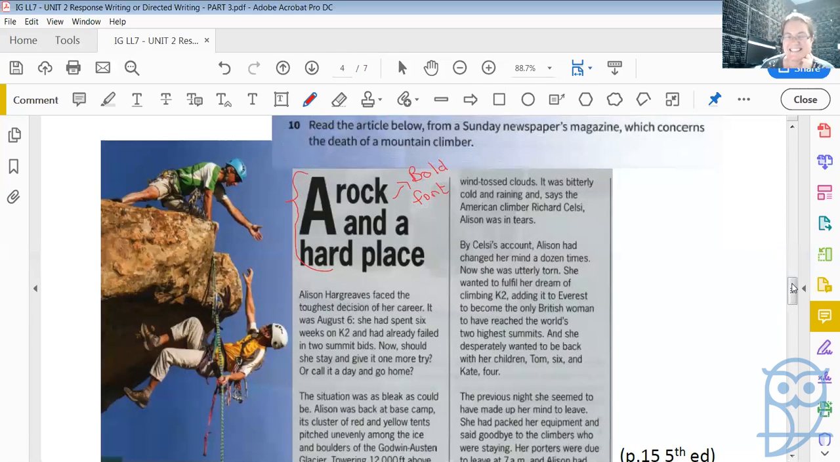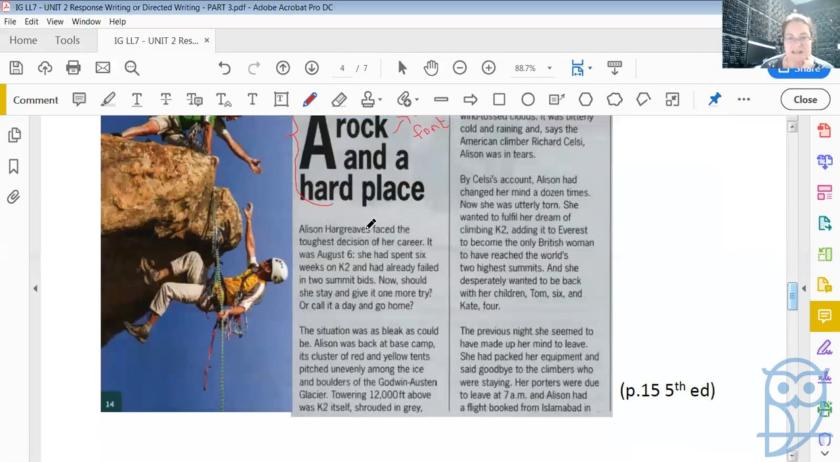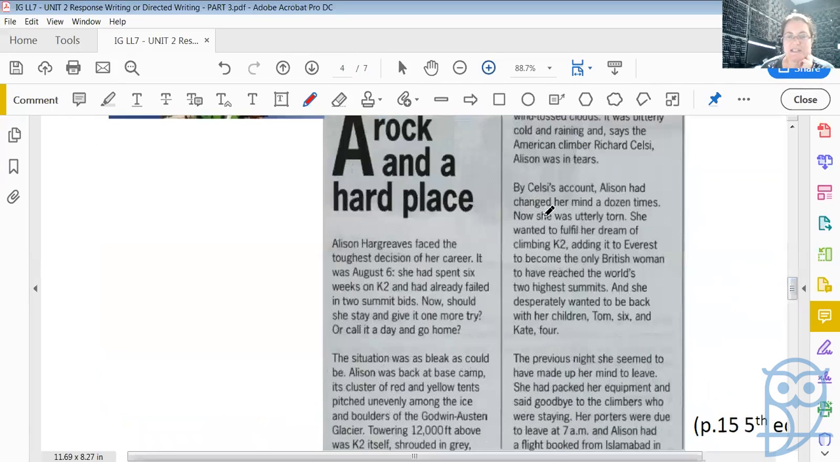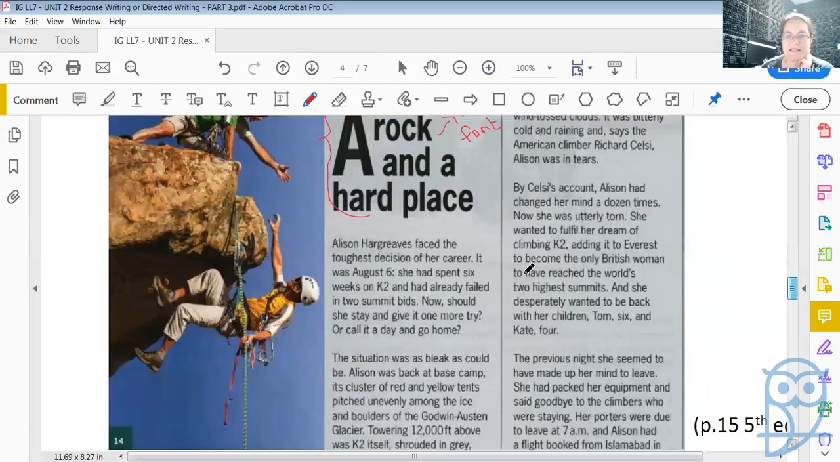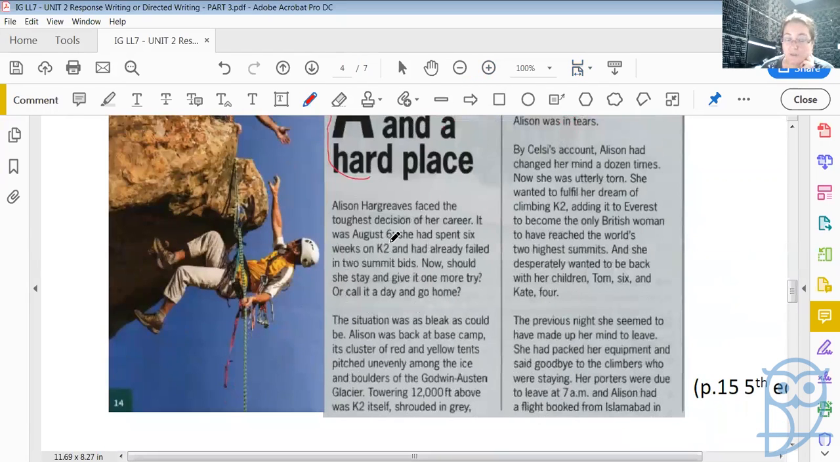All right. So, Alison Hargreaves faced the toughest decision of her career. It was August the 6th. She had spent, let me just make this a bit bigger for you, she had spent 6 weeks on K2, which is the name of the mountain.